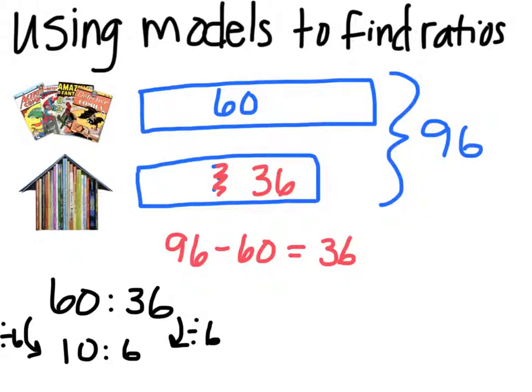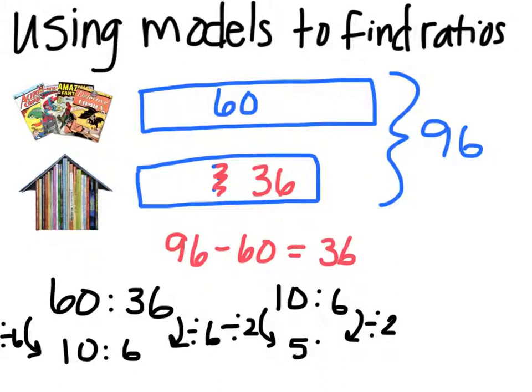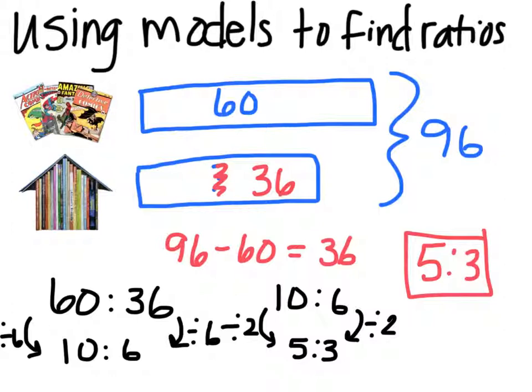Ooh, but I think we can reduce that still, don't you see? We can take 10 and 6, and those can each be divided by 2. To give us a new ratio of 5 to 3. So the ratio of the number of comic books to the number of storybooks is 5 to 3. I'll draw a box around that to make sure we can see it's our answer. Okay?